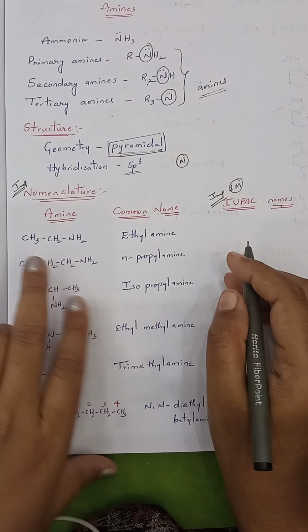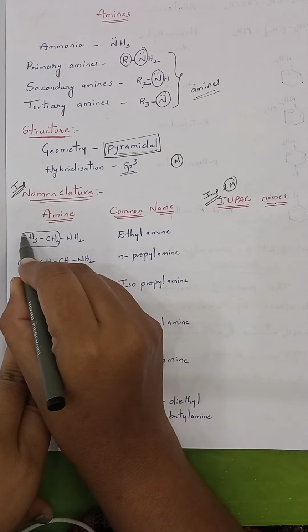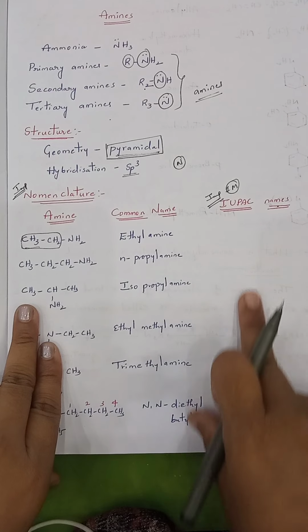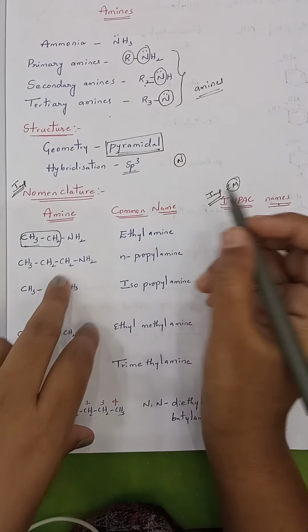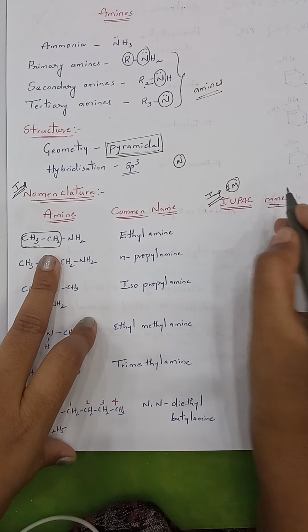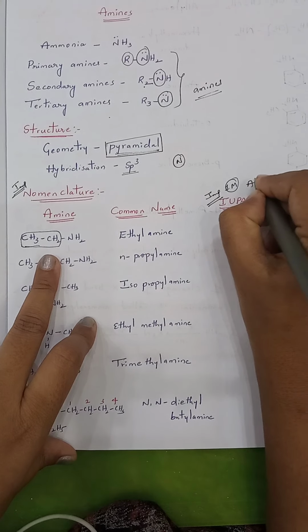Listen carefully. Here they have given a compound which is known as an amine, because in the place of the R group, CH3CH2 is replaced. You can go through these common names. Now I am explaining only IUPAC names. First you want to select the parent chain. In IUPAC names we write the names of amines as alkanamine.